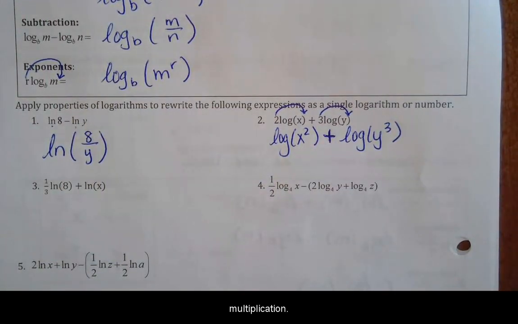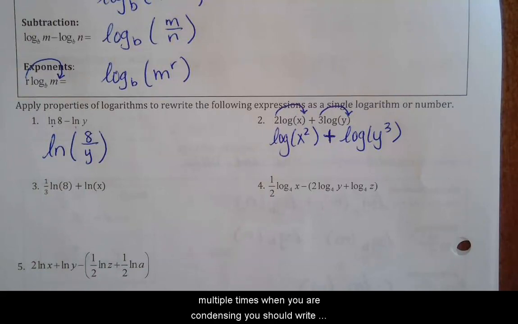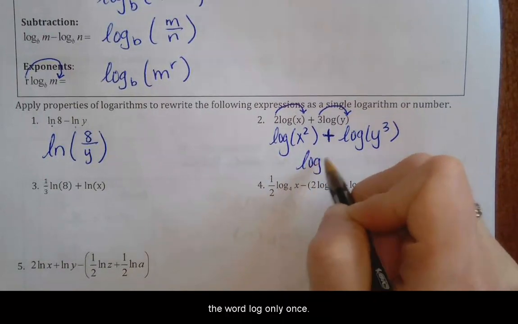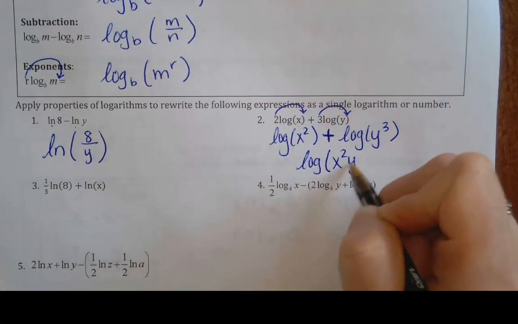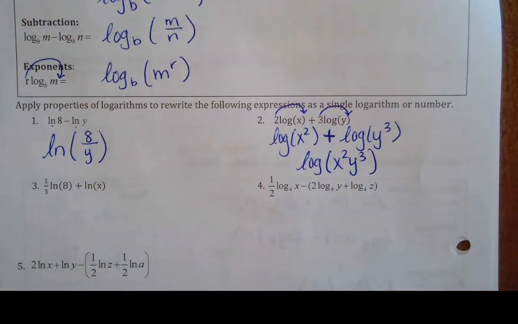and now this plus sign tells me I'm going to do multiplication. A common mistake is people like to write the word log multiple times. When you are condensing, you should write the word log only once. So it's log of all the things. So in this case, x squared y cubed.